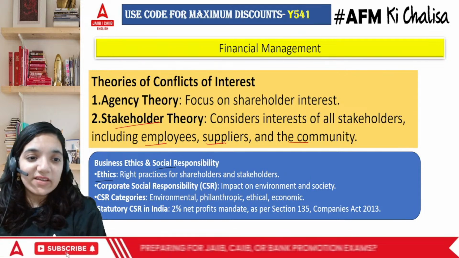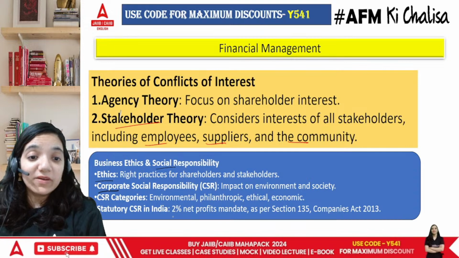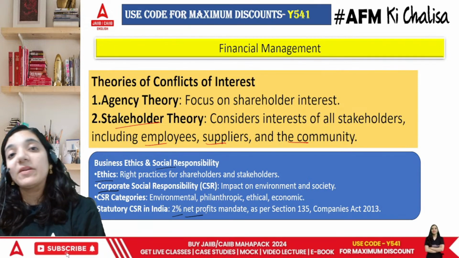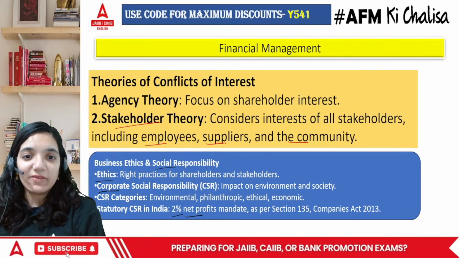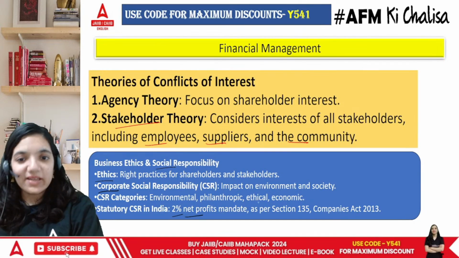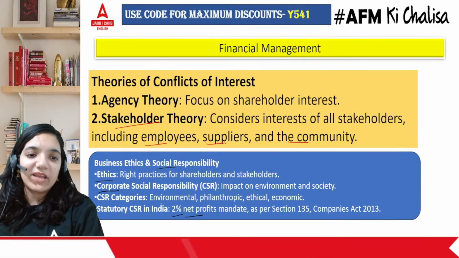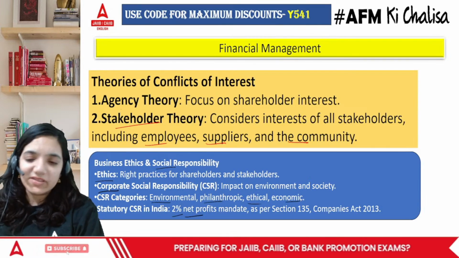Then comes CSR, corporate social responsibility. An organization has to keep 2% of their net profits separately for corporate social responsibility. That means for the societal welfare, you have to keep around 2% of your income, so that this is going to help the entire society for the benefit. Matlab, it can be for environmental, philanthropic, ethical, or economic, any of these reasons.